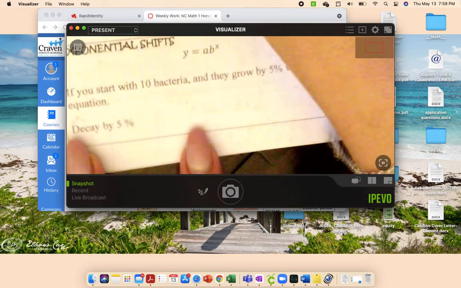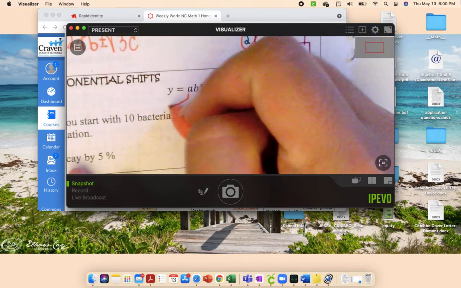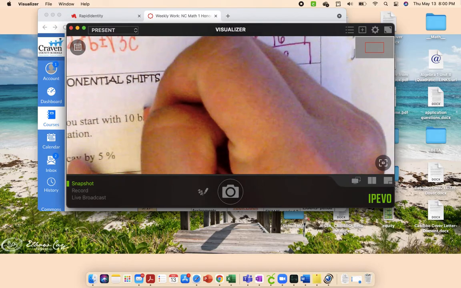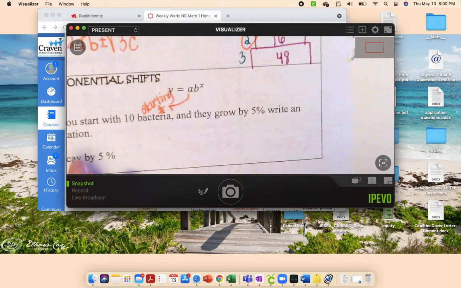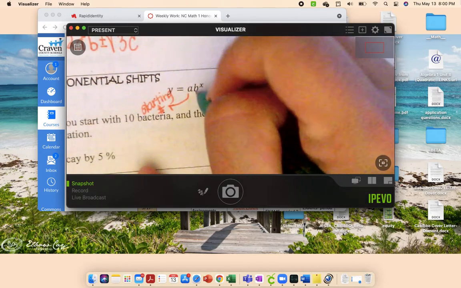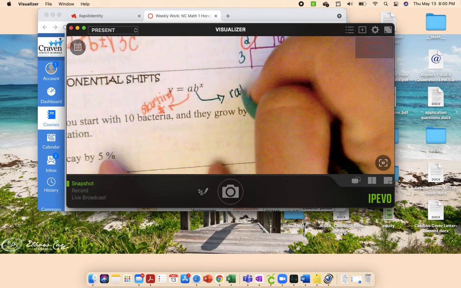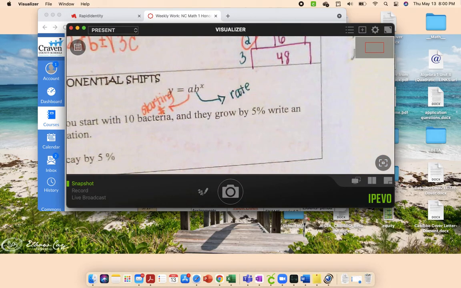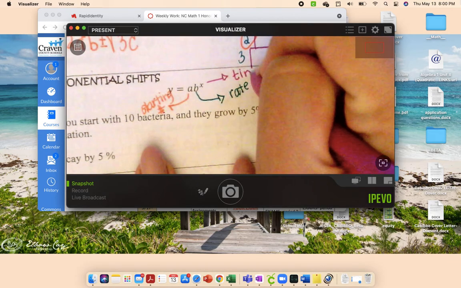All right, so exponential shifts. Our exponential that we worked with was y equals a times b to the x power. Let's review what the parts of that mean. That a is my starting number. Okay, my b is going to be my rate, which we also have referred to as our multiplier. And my x is going to be my time.